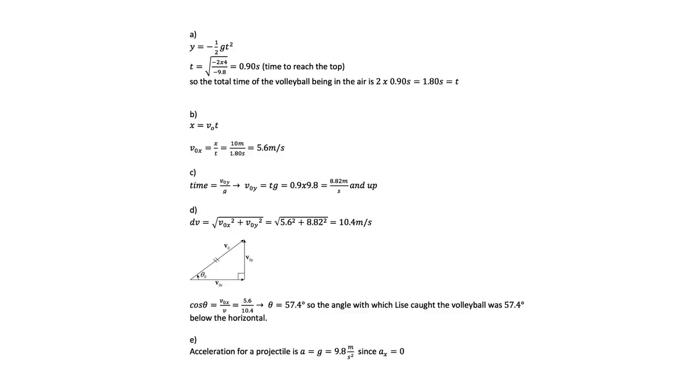For part D, we use v equals the radical of the initial velocity in the x direction squared plus the initial velocity in the y direction squared. Then to find the angle, we use cosine equal to the initial velocity of x over the velocity, which gives us an angle of 57.4 degrees. The acceleration of the projectile is equal to gravity, 9.8 meters per second squared, since the acceleration in the x direction is equal to 0.